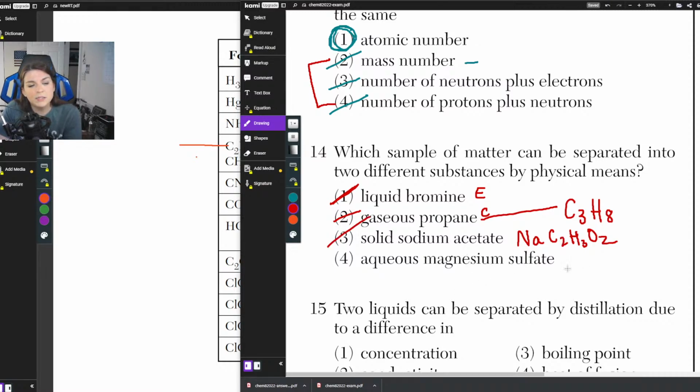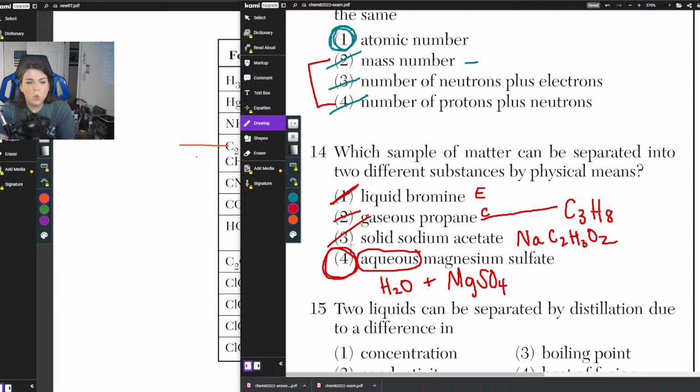The aqueous magnesium sulfate. The key here is the aqueous. Aqueous just means mixed with water. And it would be some amount of MgSO4. Each of those has a 2 for the charge. Magnesium is +2. Sulfate is -2. When they crisscross, they drop out. So it is the aqueous magnesium sulfate. It is water as well, and they're just mixed together. And by physical means is telling you that you could evaporate out the water and be left with the magnesium sulfate.